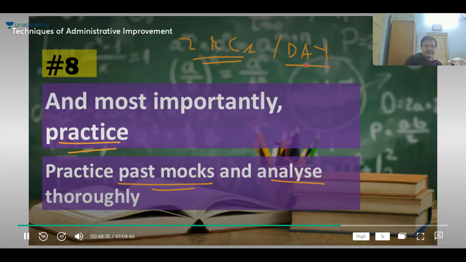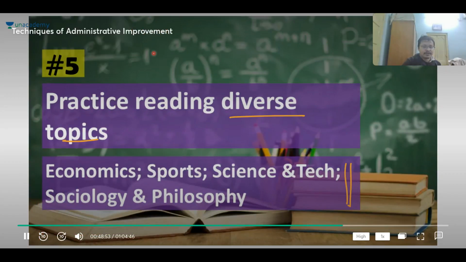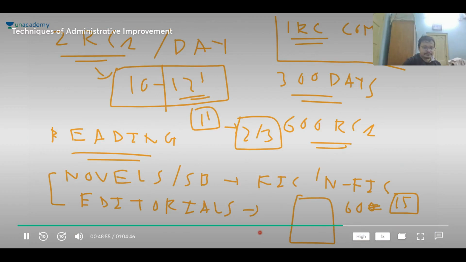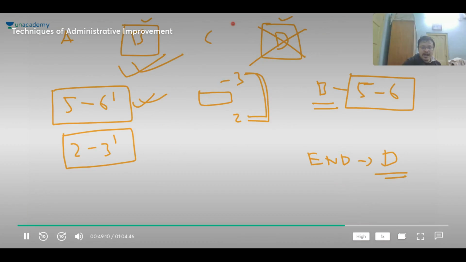So any other questions, anybody on RCs? I'll come to Anish's question in a while. Anybody have any questions on RCs? How to attempt? So I've mentioned the ways to prepare, how much time to give per RC, diverse reading, 2 RCs per day, the reading habits that need to be built. I've discussed all of this in today's session. Sources of preparing, books. So everything has been covered. Does anybody have any other questions as far as RCs are concerned?